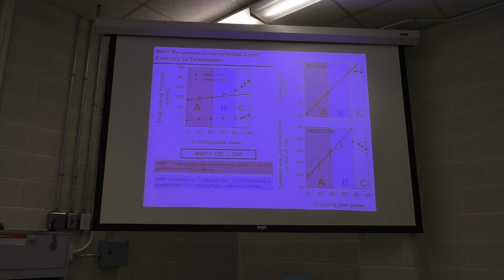But it's like, the increase in vascular conductance is much less than the increase in cardiac output. So again, inflow is bigger than outflow, so that makes sense that blood pressure is now allowed to increase.